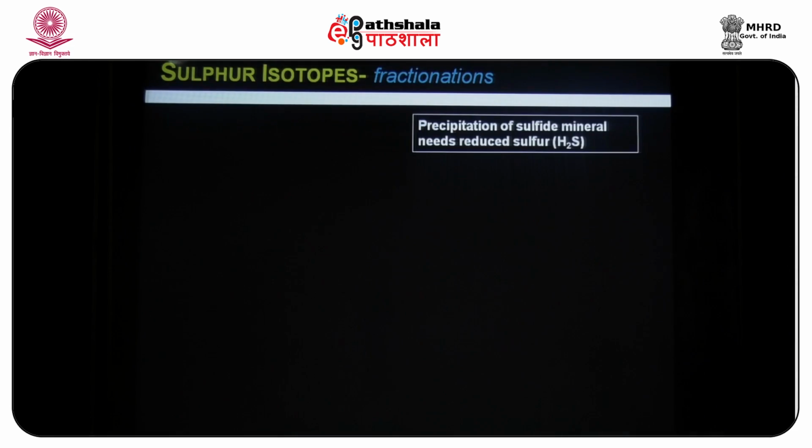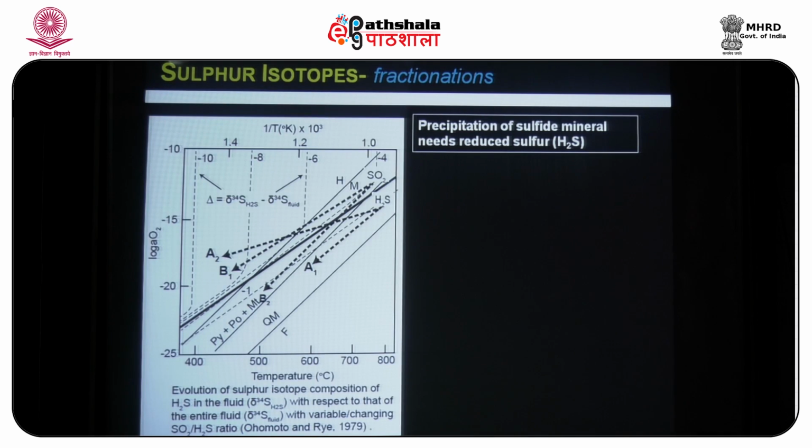During the precipitation of sulfide minerals from a hydrothermal fluid, as we have just discussed, we will need H2S, because H2S reacts with the metals to form the sulfide minerals. So, it is important for us to understand what is the isotopic composition of H2S in a hydrothermal fluid derived from a magma. So, this is again a plot between temperature versus log activity.